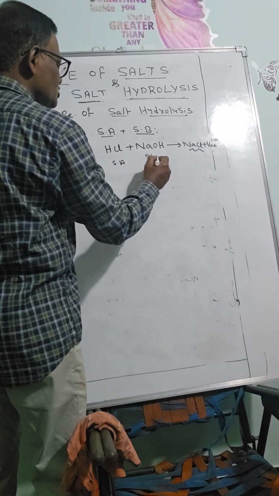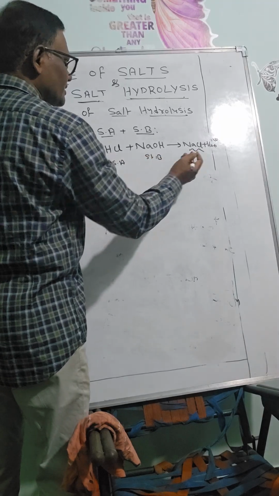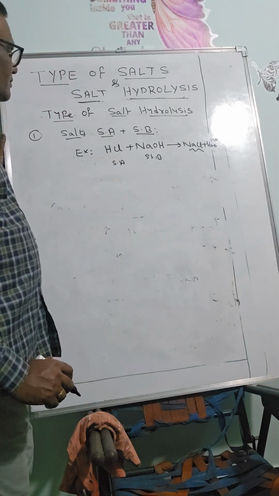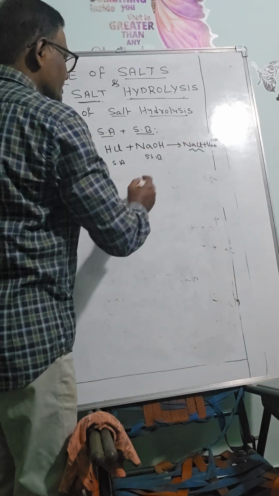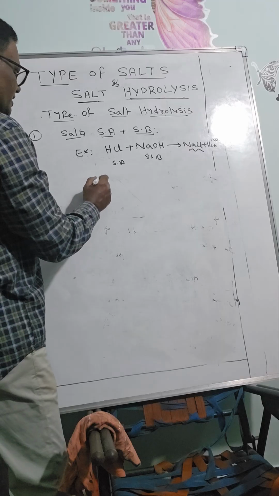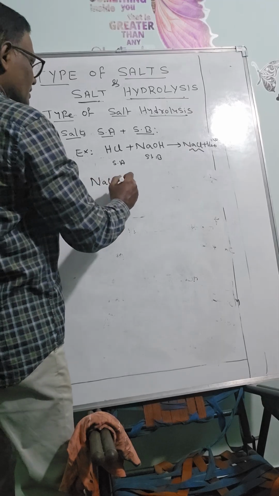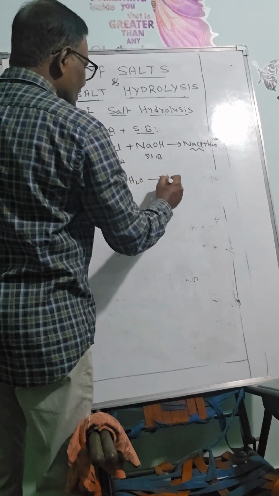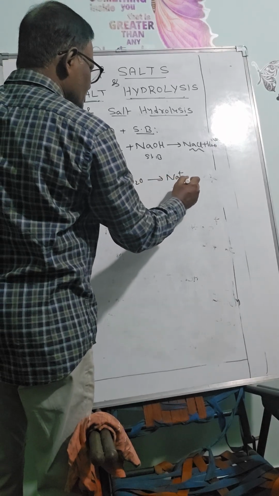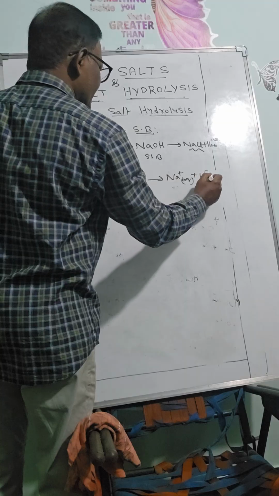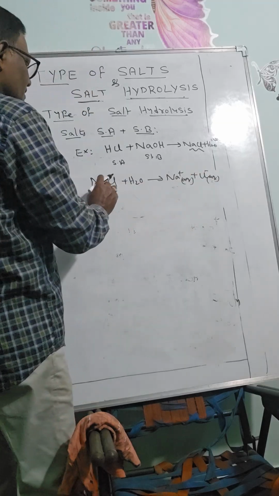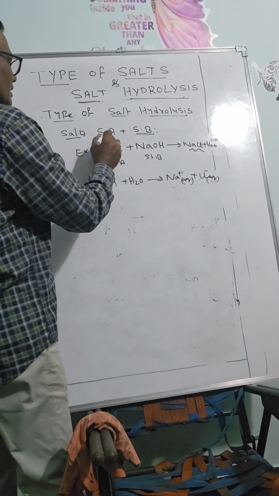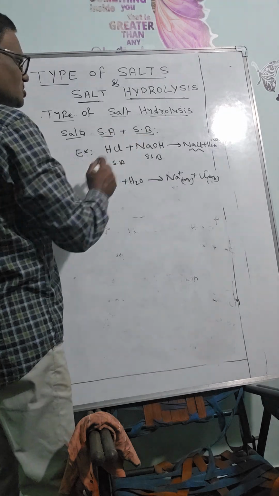It is a strong base combined to get the sodium chloride salt. It is a salt of strong acid and strong base. But when NaCl is dissolved into the water, what happened? It forms the Na plus ion in aqueous solution and Cl minus ion in aqueous solution. That's why this salt is formed by combining strong acid and strong base.